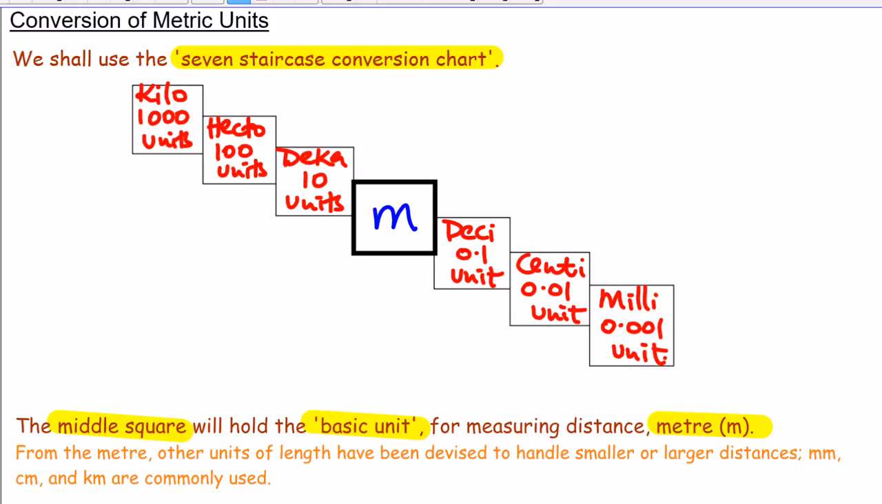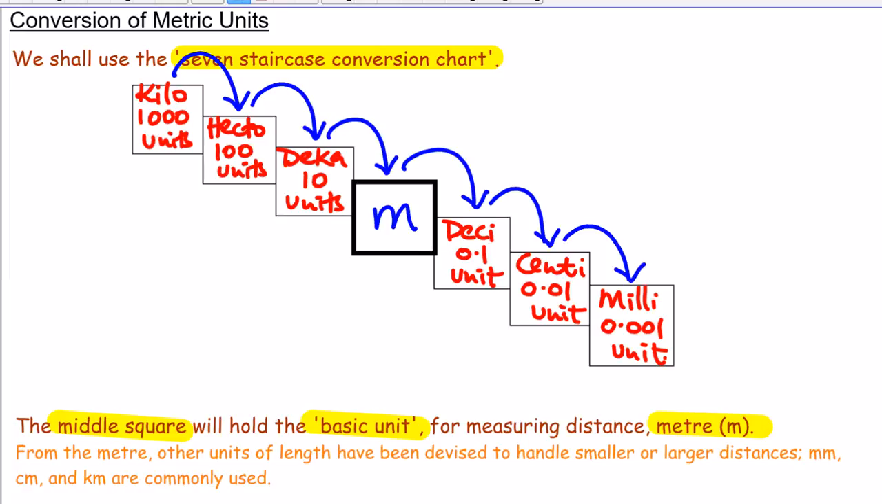Now, how do we use this conversion chart to convert into these units? To convert to smaller unit, multiply by 10 each time you go down a step. So basically, when you start from the top here, each time you go down a step, you multiply by 10. So that will be multiplied by 10, multiplied by 10, multiplied by 10. Each step, when you're going down, you multiply by 10.